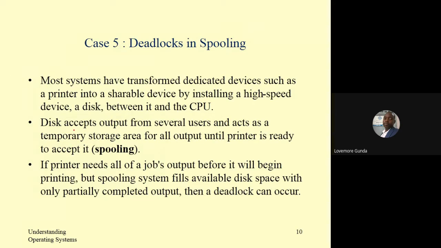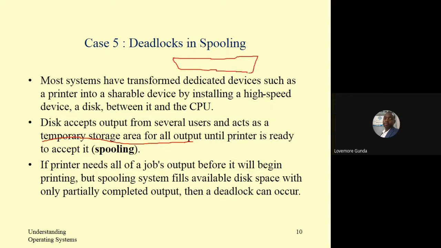Then deadlock in spooling. Most systems have transformed dedicated devices such as printers into a shareable device by installing a high-speed device, a disk, between it and the CPU. So there's what is called the spooler, right? The disk accepts the input from several users and acts as a temporary storage area for all output until the printer is ready to accept it. Okay, so that is the spooler that we're talking about. So it acts like a buffer.